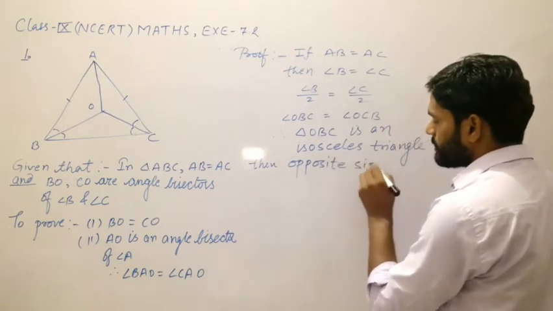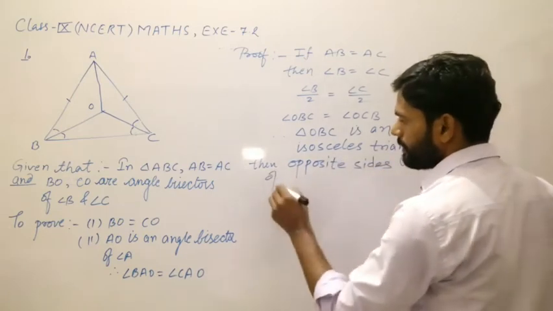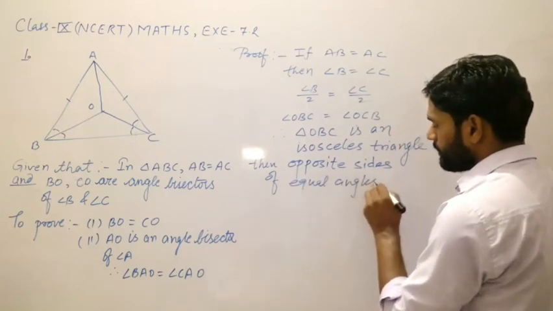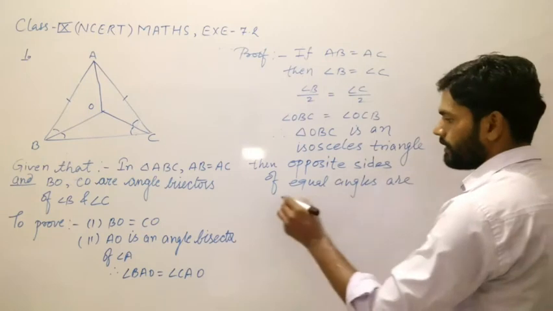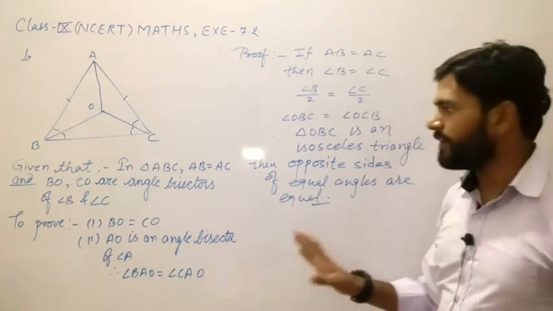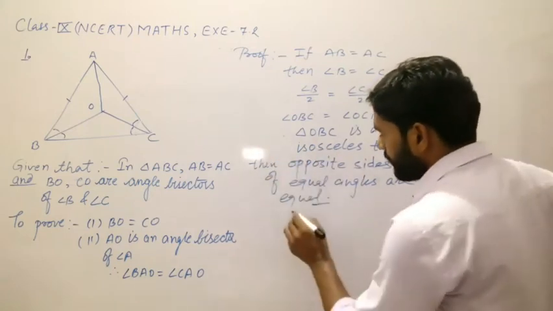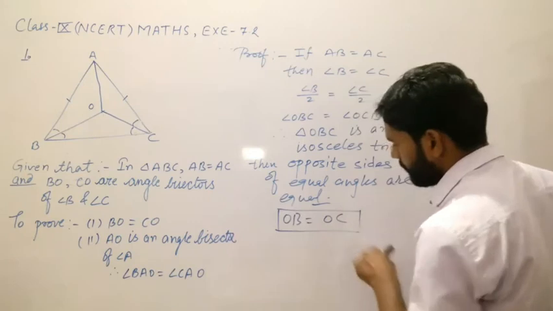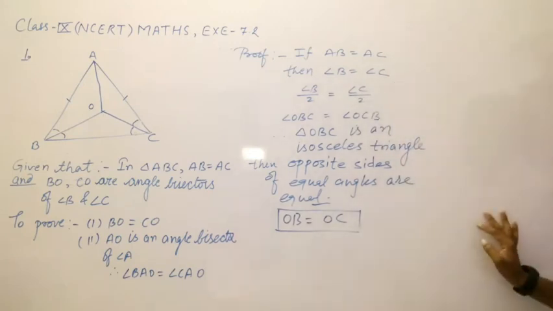अपोजिट साइड्स ऑफ इक्वल एंगल्स आर equal. This is the perfect reason behind OB is equals to OC. First thing we have proved. I hope so you understood.